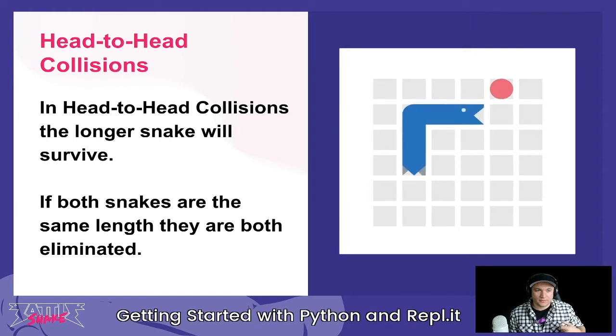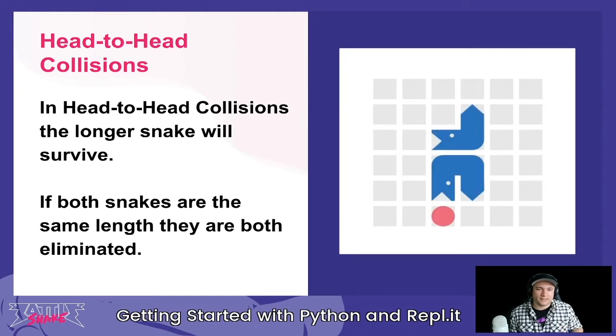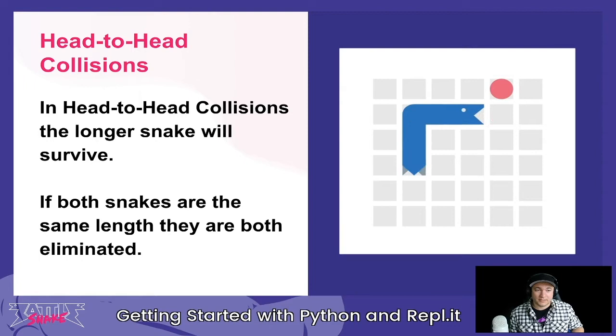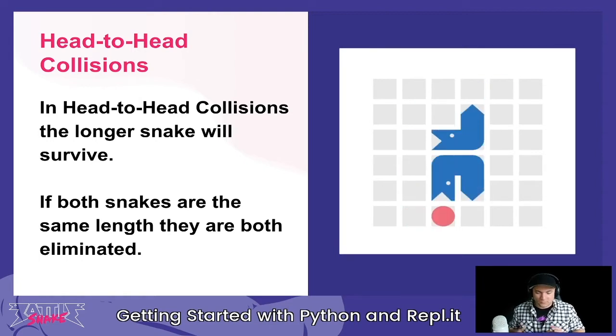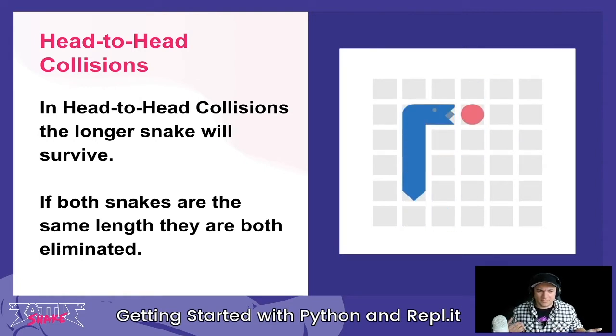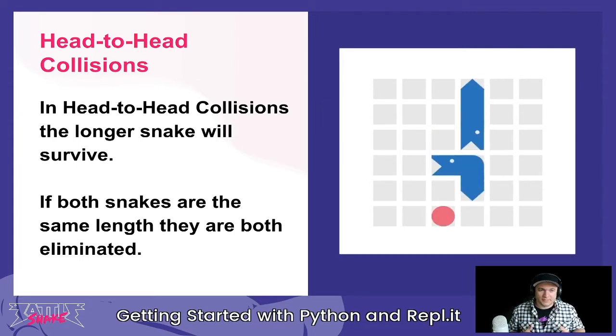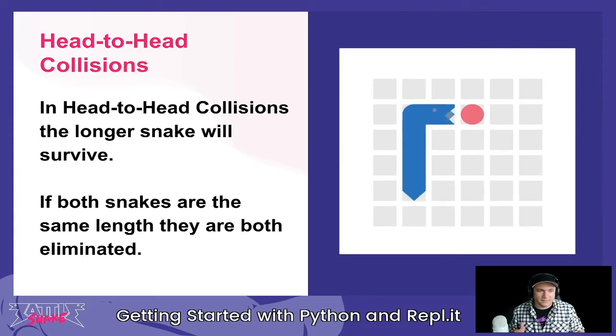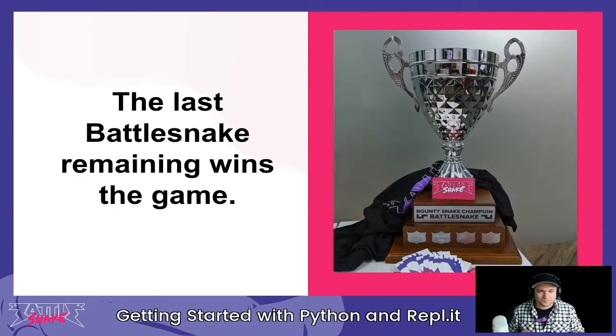If both Battlesnakes in the head-to-head are the same size, then both are eliminated. That's the one exception to that rule: if you happen to go head-on and you're both the same size, then both snakes are removed from the game. So try to avoid that one if you can. The last Battlesnake remaining on the game board at the end of the game wins. That's always been how it's played, and we like to say that in Battlesnake there's no second place. You've got to be the last one surviving. You want to be the winner at the end.